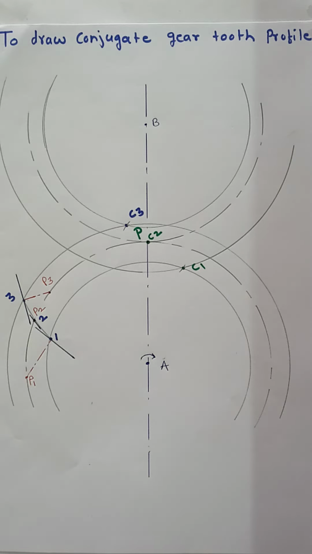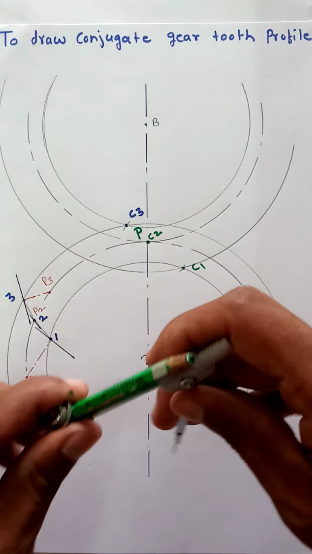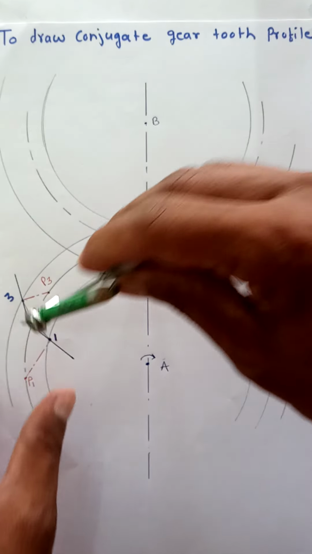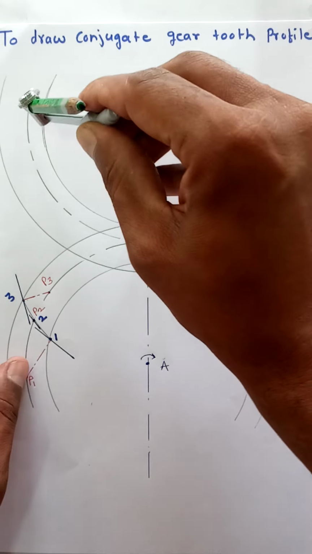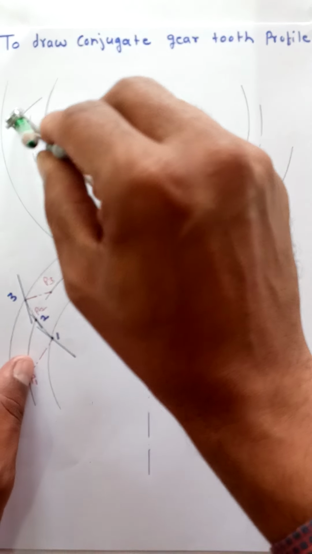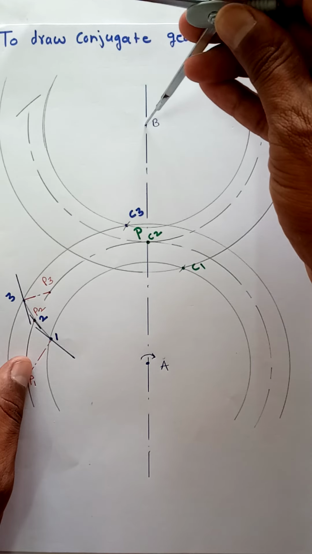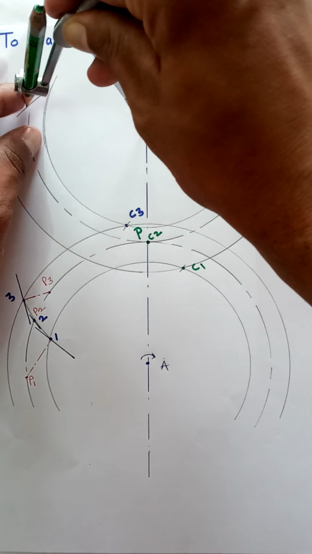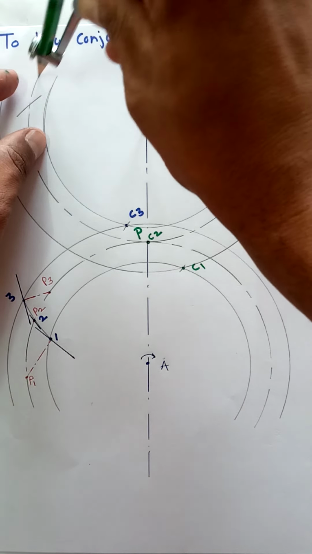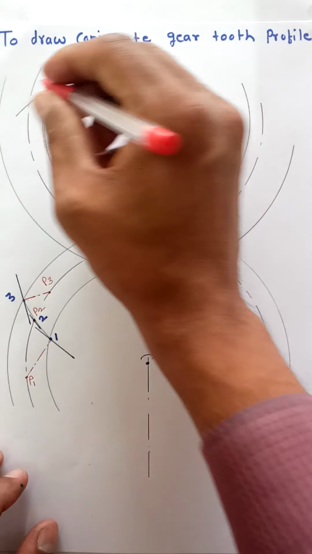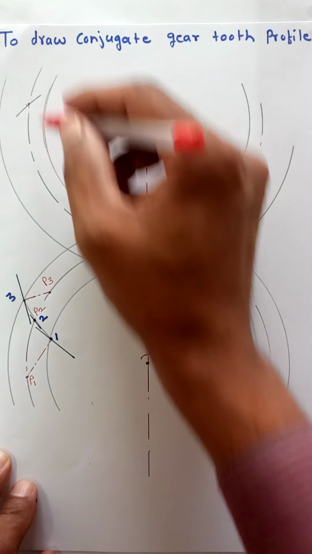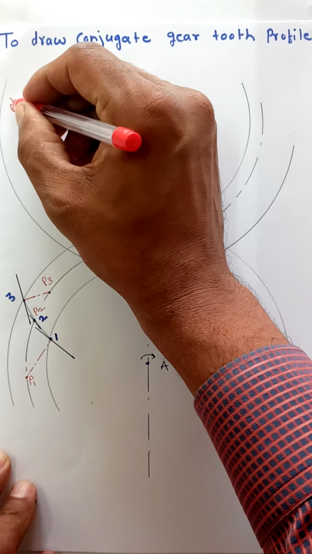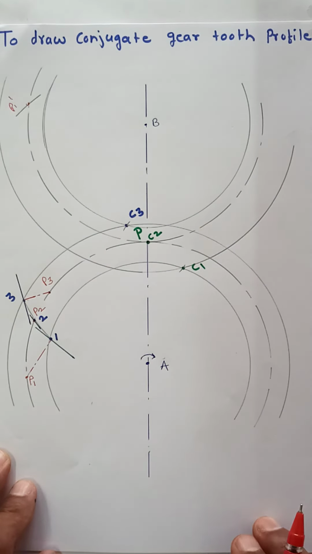Now next, as both the pitch circles roll over each other, arc PP1 is equal to arc PP1 dash, because both the pitch circles roll over each other. P1 is on pitch circle 1 and P1 dash is on pitch circle 2.